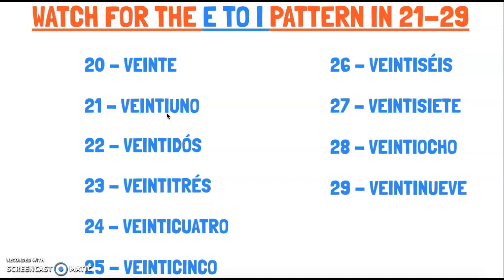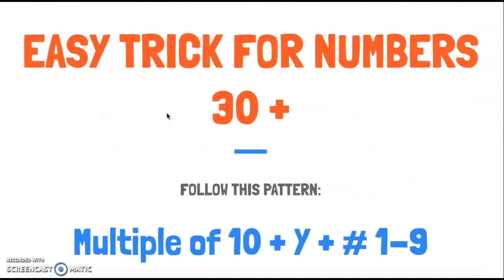Now we are going to move on to numbers 30 and up. I know that sounds like a lot, but I have an easy trick for you guys so you'll be able to memorize them. In order to do numbers 30 all the way to 100, they follow an easy pattern. It is the multiple of 10. A multiple of 10, remember, is 10, 20, 30, 40, 50, 60, 70, 80, and so on, plus the letter Y, which is pronounced E and means and, then the number 1 through 9. So remember I told you before, numbers 1 through 9 are really important.